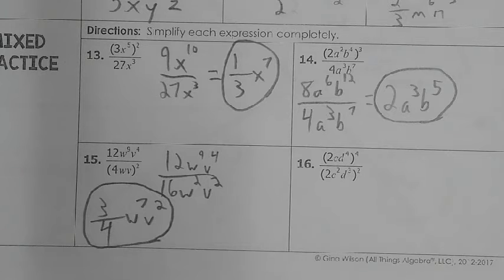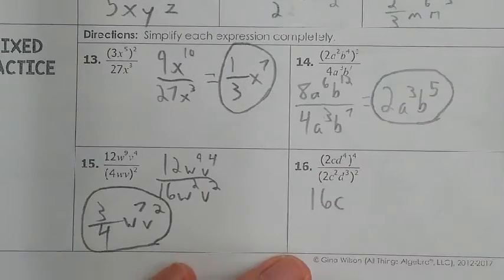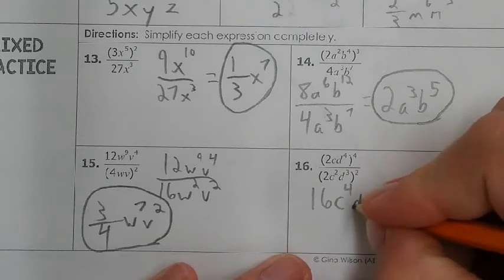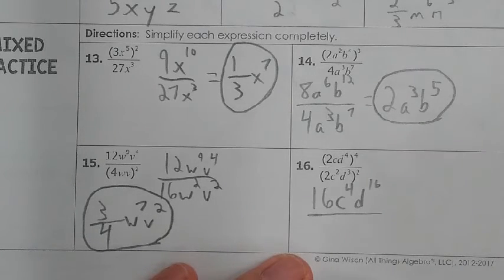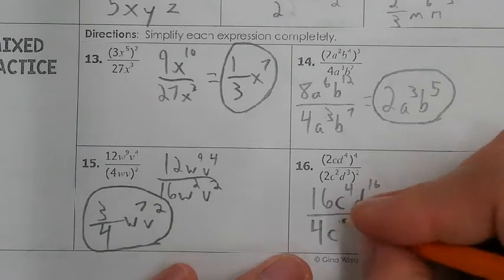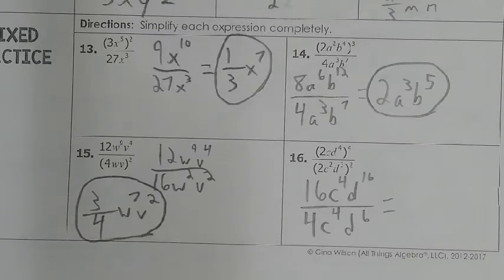All right, so 16, I want some people to help me. 2 to the 4th power. What would that be? That'd be 2 times 2 times 2 times 2. 16. Then what would our C change to? 4. What would our D change to? 16. Now on the bottom, what's our new coefficient? 4. What would our C change to? 4. And what would our D change to? 6. Okay, anybody have questions on how we got that?